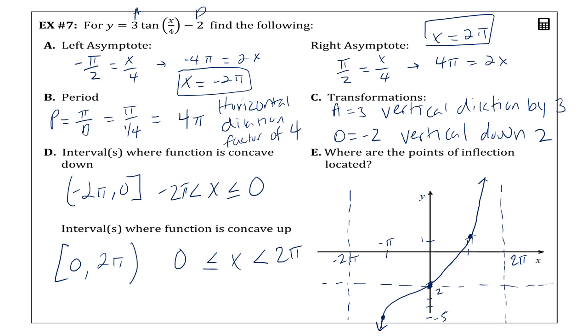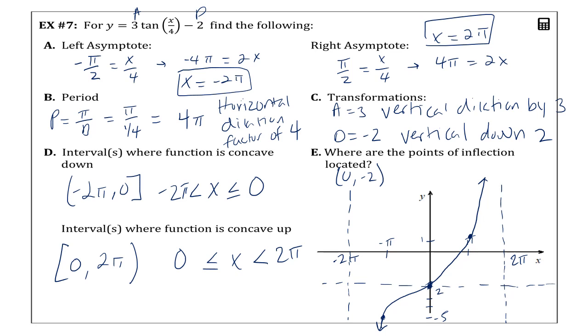All right, and then it says, where are the points of inflection? Well, your points of inflection are where the concavity changes. And our concavity changes at 0, negative 2. Okay, now, this is just for this graph. So our POI for this graph is 0, negative 2.